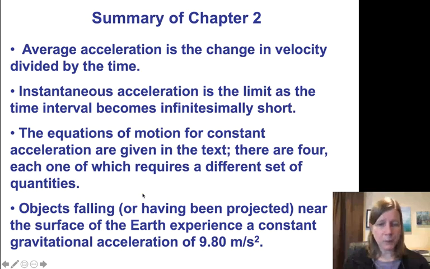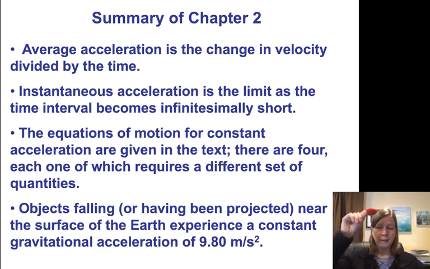And finally, we talked about falling objects, and this is also true for objects being projected. At this point, we're in one dimension, so straight up, straight down would be a 1D projection. Near the surface of the Earth, all falling objects experience a constant acceleration of 9.8 meters per second squared, meaning they change their velocity by 9.8 meters per second every second.